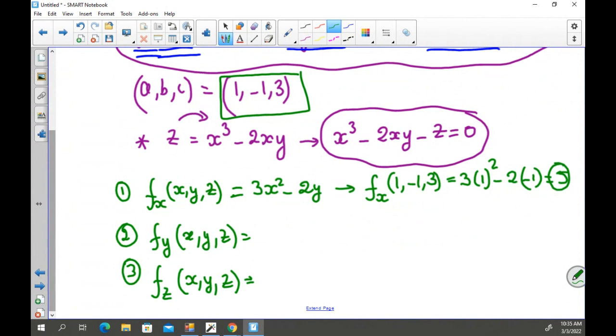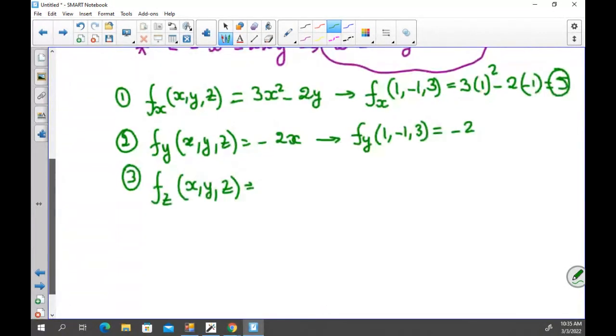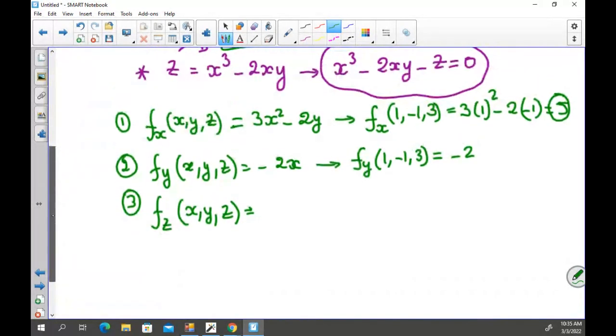Okay, so what is fy? Minus 2x, yes? Minus 2x. So that means fy at the point (1, -1, 3) is minus 2. Okay, good. And finally, fz is just minus 1, yeah? So that means fz at (1, -1, 3) is minus 1.